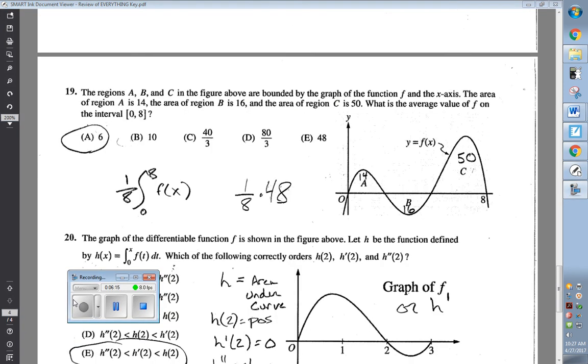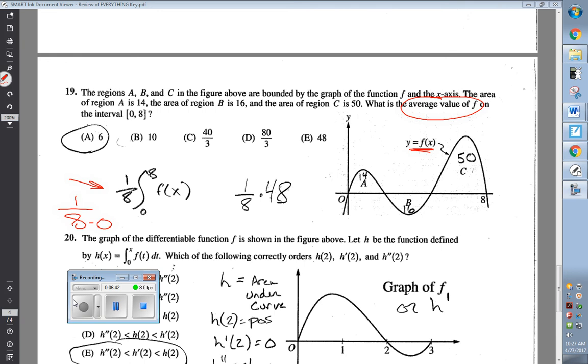Here we go. Looking at 19, this is an area problem. They're giving you an f graph and then they ask you for the average value of f. So the key there is average value, and they told you f, they want the average value of f. Like if they tell you velocity, you want the average value of velocity. That's when you integrate it, and then you do 1 over the upper bound minus the lower bound, or in this case, multiply by 1/8.